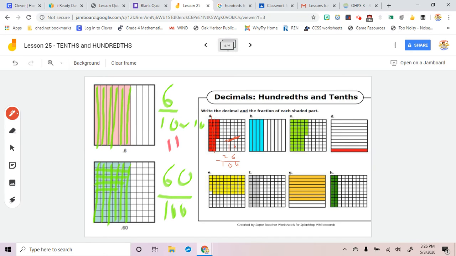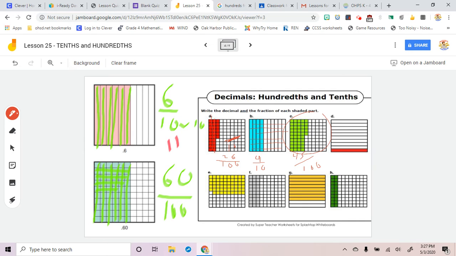Let's see this one. How many pieces are there altogether? 10. So I know it's going to be tenths. How many are shaded? 1, 2, 3, 4. 4/10. If I chopped it this way 10 times, it would make 40/100. 4/10, 40/100 are equivalent. Here's another hundredth. I'm looking at the ones up above, by the way. And I can see 10, 20, 30, 40, 41, 42, 43, 44, 45. 45/100.